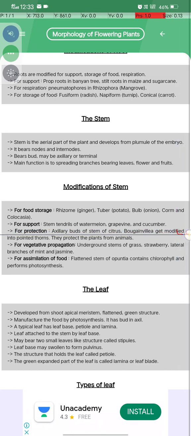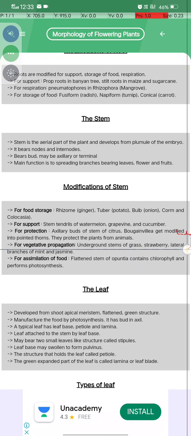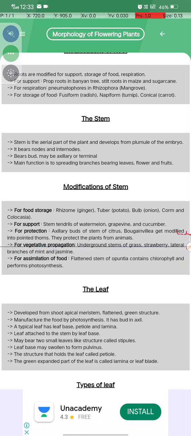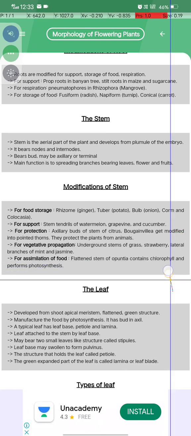The protective axillary buds of stem of citrus and bougainvillea get modified into pointed thorns and they protect the plants from animals. For vegetative propagation, underground stems of grass and strawberry, lateral branches of mint and jasmine. For assimilation of food, the flattened stem of opuntia contains chlorophyll and performs photosynthesis.